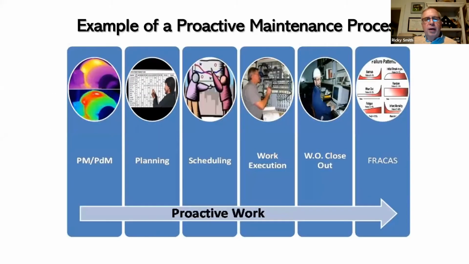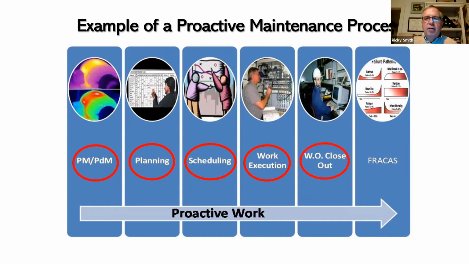So examples of a proactive maintenance process, we have PM and PdM. We have planning. So what metrics maybe do we use there? Could be PM, PdM compliance. Planning, percent of planned work. Scheduling, schedule compliance. Work execution, what percentage was done? When you think about work execution, how do I measure it? Maybe there's a metric called rework. We have to go back to that equipment again. Maybe we didn't troubleshoot it right, or maybe we didn't install a part right. Rework is important to know.